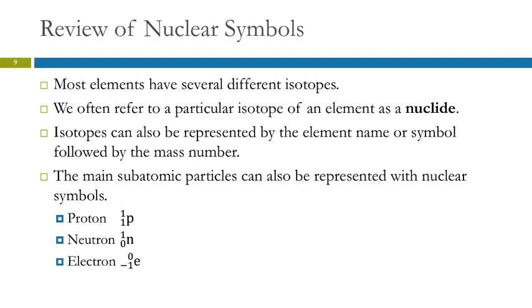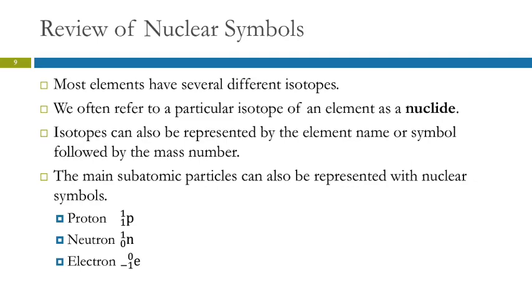Most elements have several different isotopes. Some only have one, but most of them have 2 or 3 or 4, and you don't get that information on the periodic table. So we often refer to a specific isotope of an element as a nuclide. We can represent isotopes using those nuclear symbols. We can also represent them using either the element name or the symbol followed by the mass number. So something like carbon-14 or C-13 would represent 2 specific isotopes of carbon.